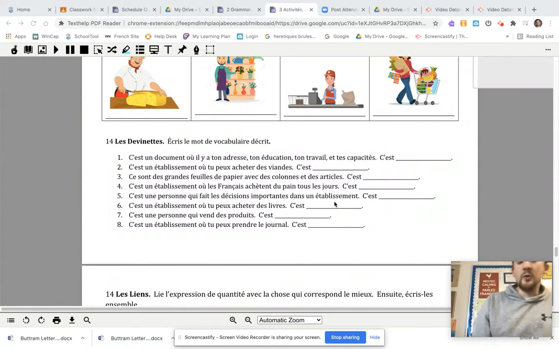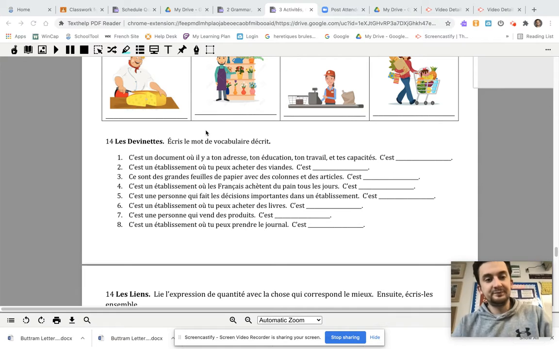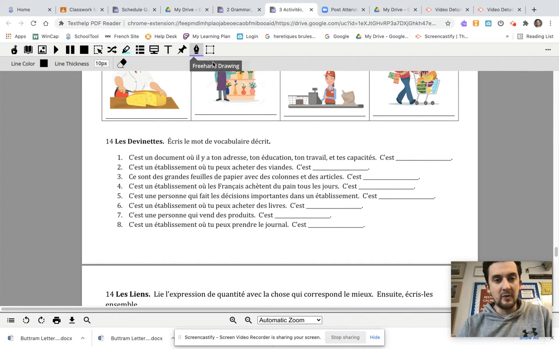Okay, well, on va continuer avec exercice 14, les devinettes, which means riddles. So it says, écris le mot de vocabulaire décrit. Write the described vocabulary word. D'accord, the vocabulary word described. Numéro 1, c'est un document. So maybe there's some words in here that I'll point out show up again and again. But use your vocab list to help you fill this out.